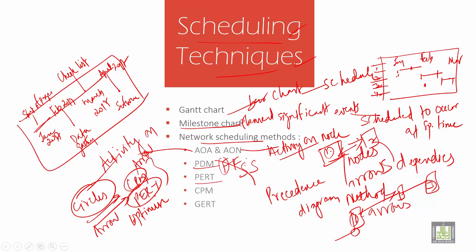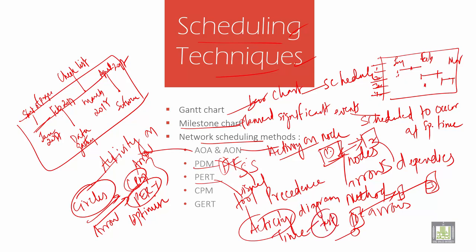Then PERT. PERT is the program evaluation review technique. It's actually a visual tool for planning the activity. It also talks about the time required to complete the task within the deadline. So FF is finish to start, I'll give an example in the next slide. SS is start to start. So this is all done in these PDM methods. I'll show you in the next slide.